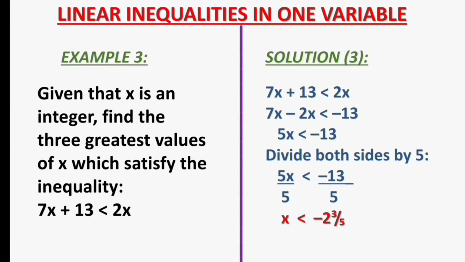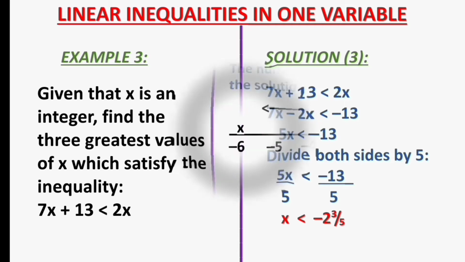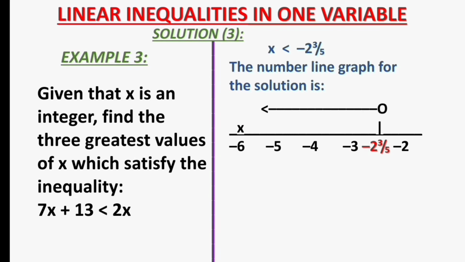Next, let's draw the number line for the solution and determine the three greatest values of x. The number line graph for the solution x is less than minus 2 whole number 3 over 5 should involve an empty ring on the point minus 2 whole number 3 over 5 and an arrow pointing to the left on the number line x.